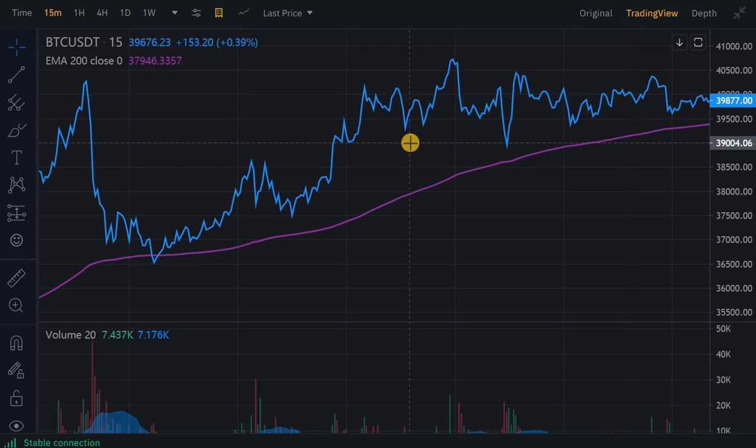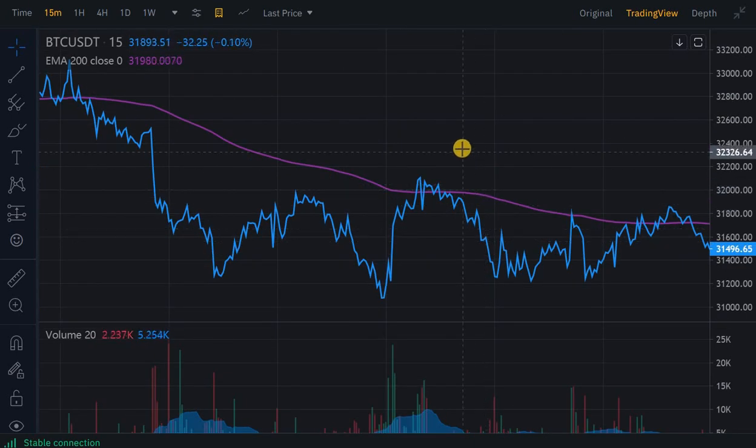Also, I need to show you an example in a downtrend. Now let's go back in price. Now this is an example of a downtrend using this strategy.